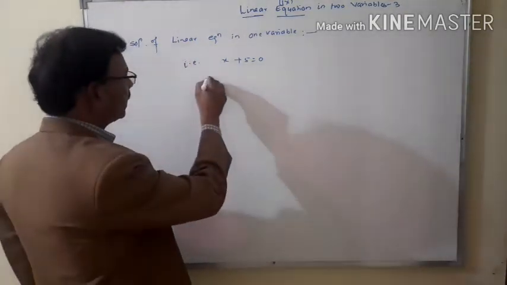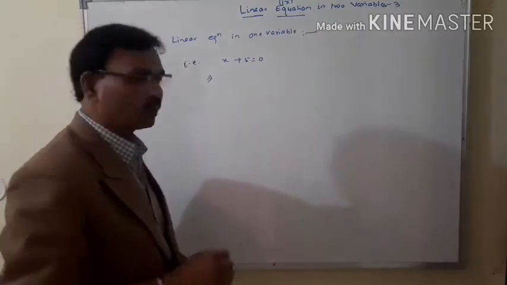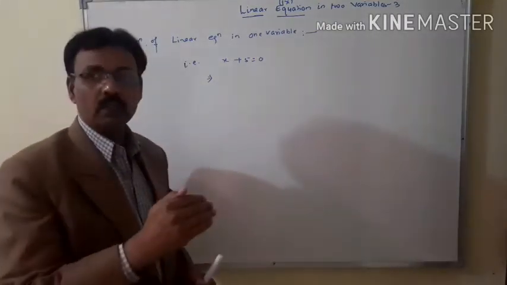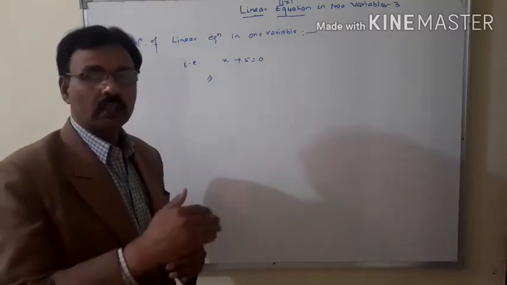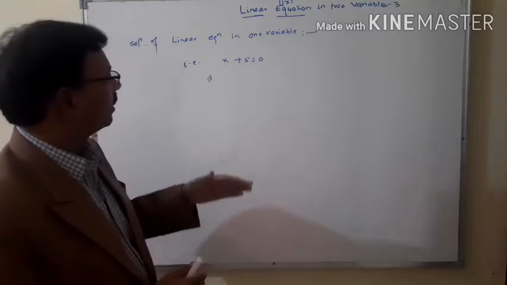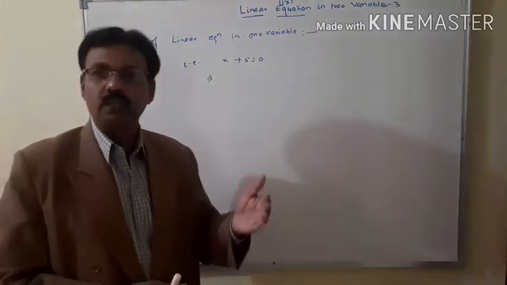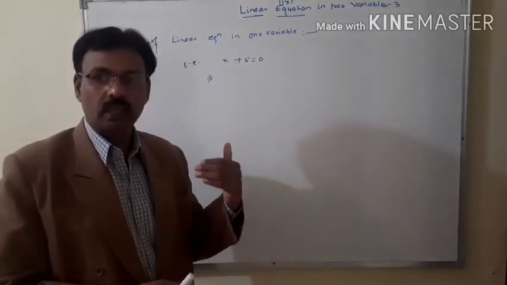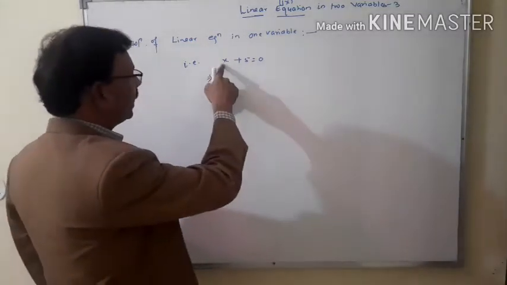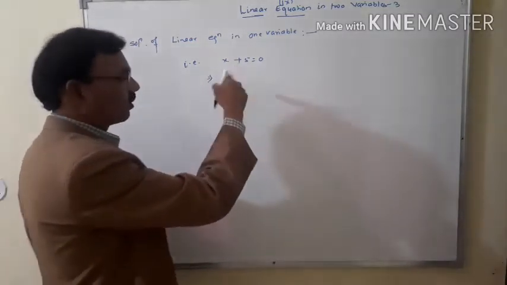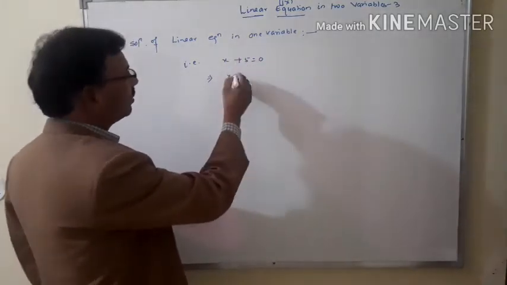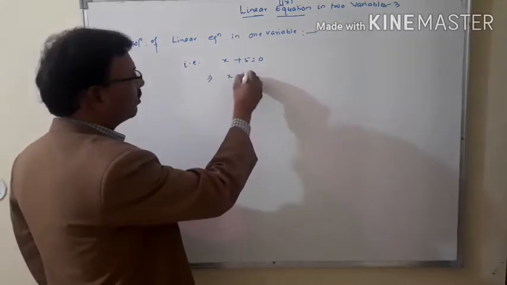Now in this situation, if we want to find the solution of that equation, then all constant quantities should be transferred to one side, and the variable quantity should be on the other side. Here, since x is a variable quantity and 5 is a constant, transfer 5 to the right side, and this will be x equal to minus 5.